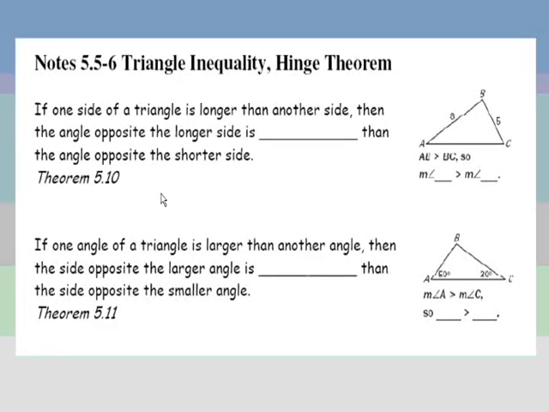Okay, let's talk a little bit about triangle inequality and the Hinge theorem. So in a triangle, the angles and the sides have a special relationship. Now, they're not equal to each other. They're not proportional. We're not going to ever write a proportion with sides and angles, but they do have a relationship. It's sort of an unequal relationship.